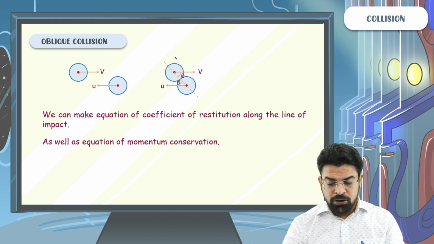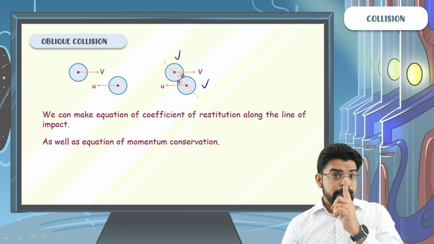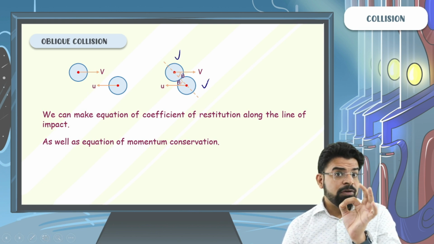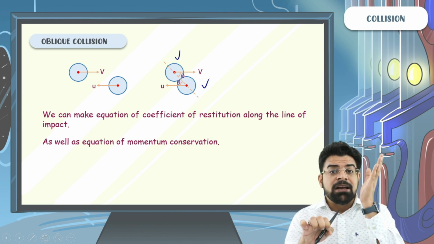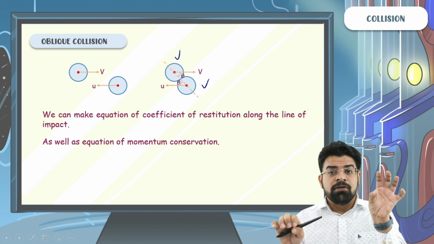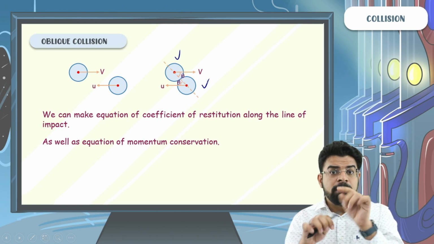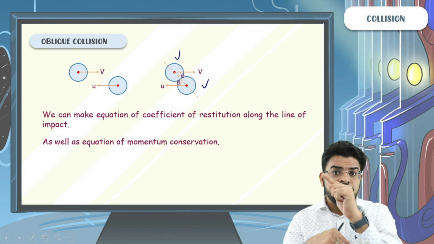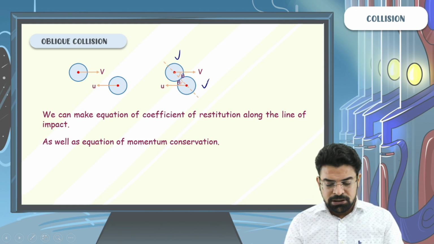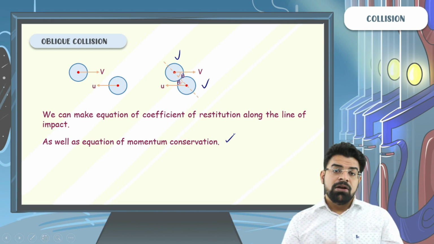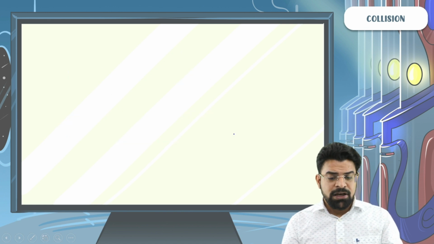Remember that the velocity of both the bodies perpendicular to the line of impact will remain the same, because during the collision the forces will act along the line of impact. So the velocity of both the bodies perpendicular to the line of impact will remain the same even after the collision. This is the simple thing that you should know. Now let's focus on the important case given in NCERT.